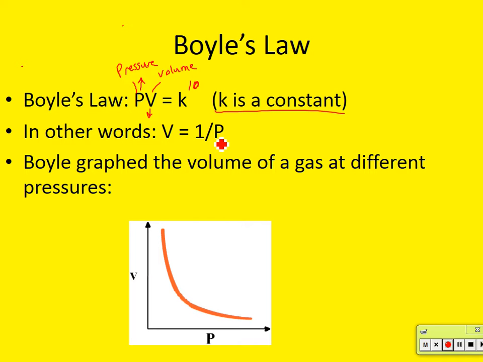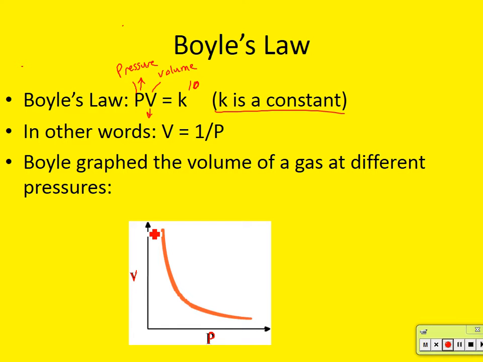Well, Boyle graphed the volume of a gas at different pressures, and here's what he came up with. He put volume on the y-axis. That was his dependent variable. The independent variable he put on the x-axis was pressure. You're supposed to draw this graph in your notes, so take a second to jot this down.